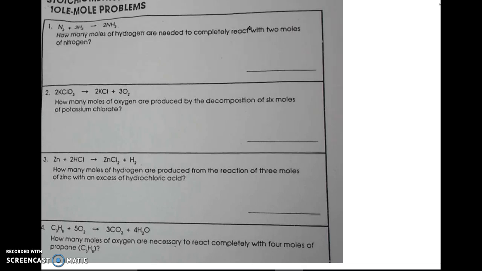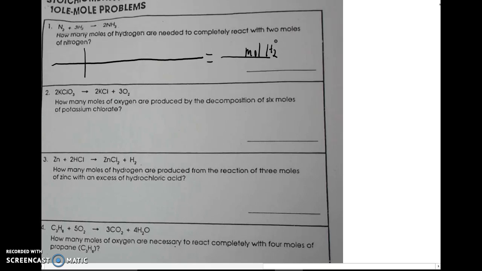So first thing I'm going to do is go to my dimensional analysis setup. And I'm going to use dimensional analysis to solve stoichiometry problems. And just like any other dimensional analysis problem, I'm going to go through the same steps that I've gone through before. Draw my dimensional analysis setup. Next question, what is this question asking me for? It's asking me for how many moles of hydrogen. So that's my ending unit, moles of H2.